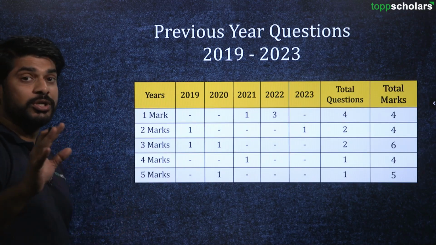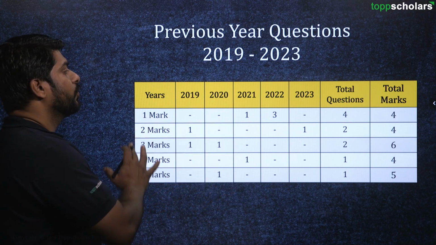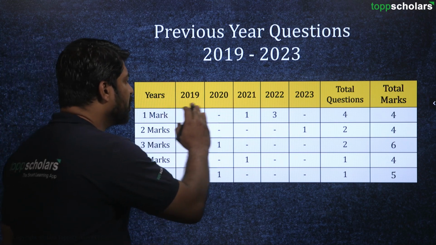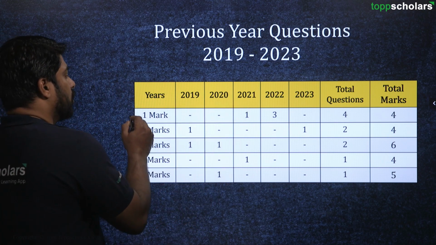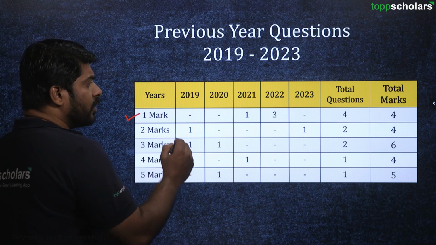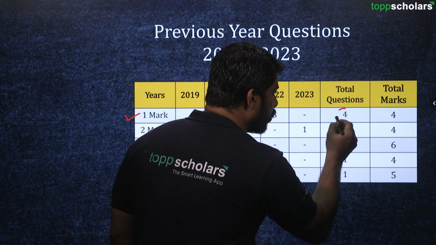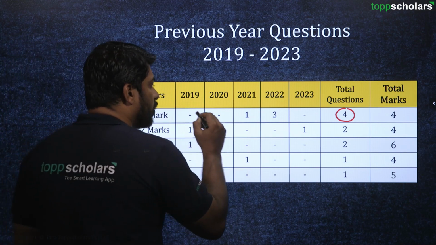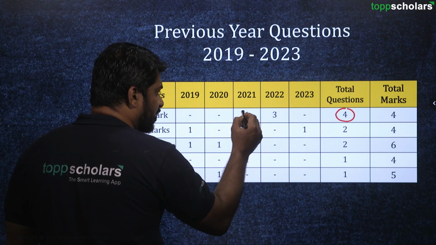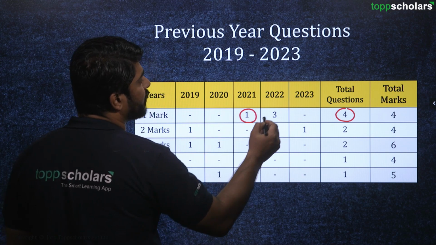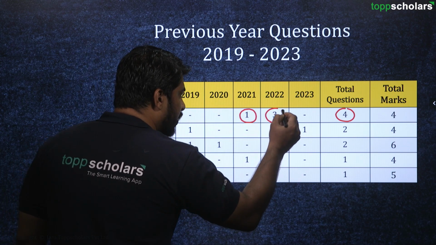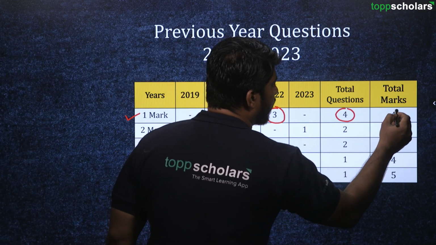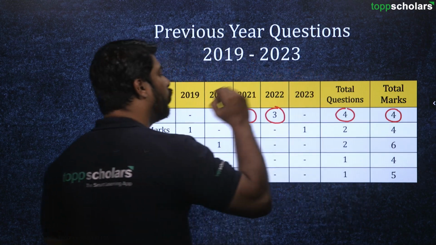This chart actually talks about how many questions were asked for 1 mark, 2 mark, 3 mark, 4 mark and 5 mark year wise. As you can see, 1 mark question, you can see here total 4 questions have been asked in the last 5 years. In the subsequent years, let's say here in 2021 there was 1 question, 2022 we had 3 questions for 1 mark, total 4 questions, and definitely this is for total 4 marks.